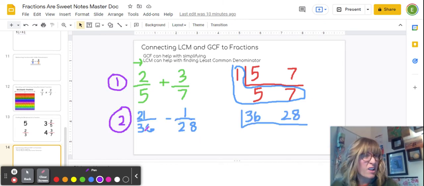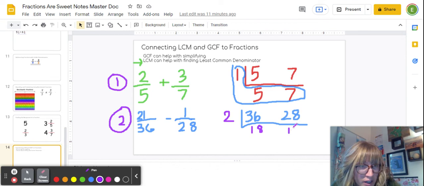So here we have another example with some pretty ugly numbers, right? You wouldn't want to necessarily count up by 36s and 28s. It'd take forever. So we are going to use the ladder strategy again. So we could say 36 and 28 are our denominators. We know we can at least pull a 2 out because they're both even. So 36 divided in half is 18, 28 divided in half is 14.